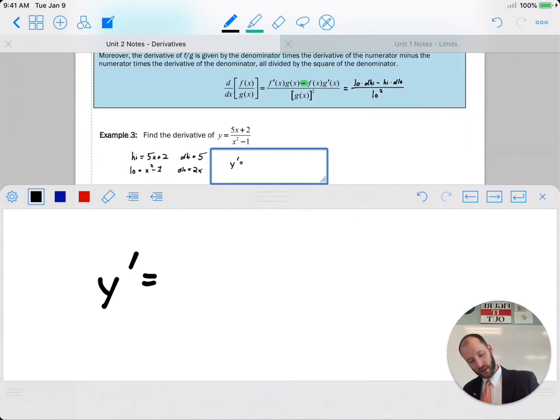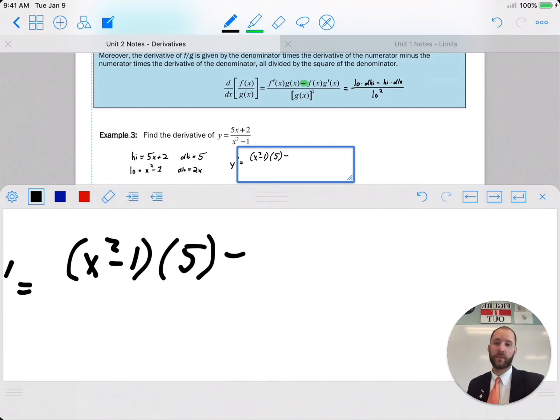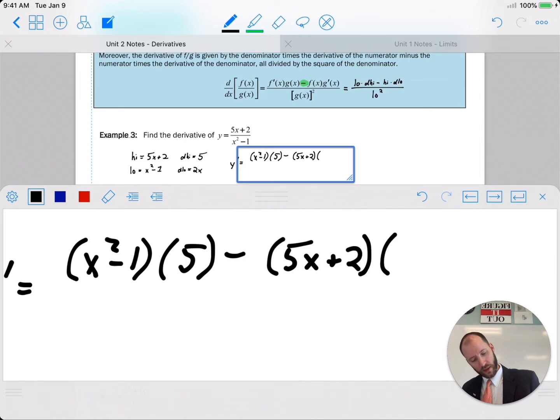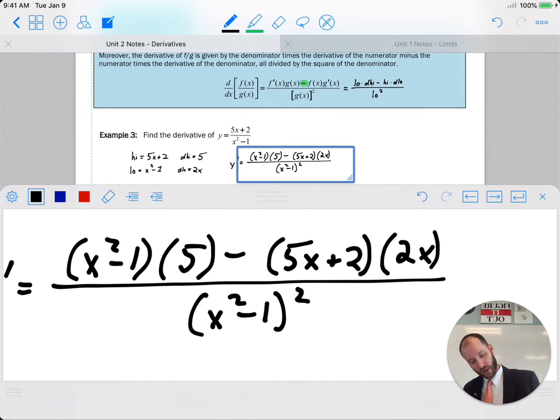So we need low d high. So low, x squared minus 1, d high is 5. Minus high d low. So high is 5x plus 2. D low is 2x. All over low squared. So x squared minus 1, quantity squared.